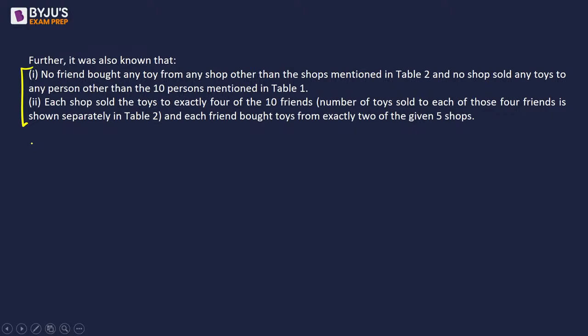Okay, next, each shop sold toys to exactly 4 of the 10 friends. That was also understood. Number of toys sold to each of these 4 friends is shown separately in table 2, and each friend bought toys from exactly 2 of the given shops. Okay, so this is interesting. So we need to form a combination using only 2 shops for each person, right?